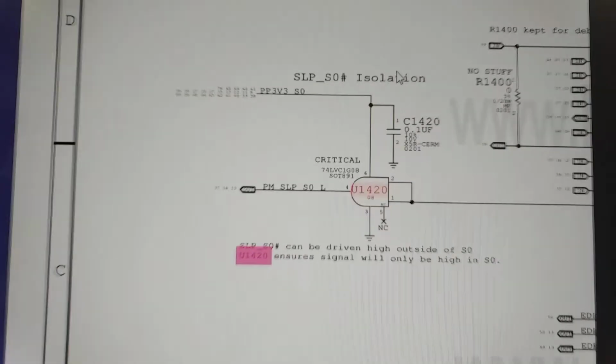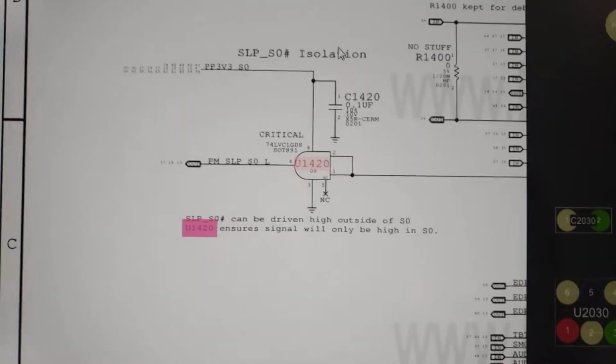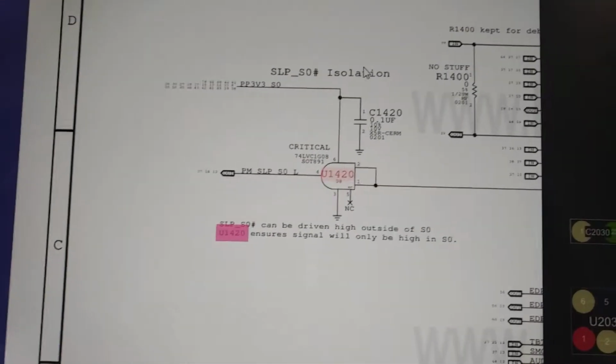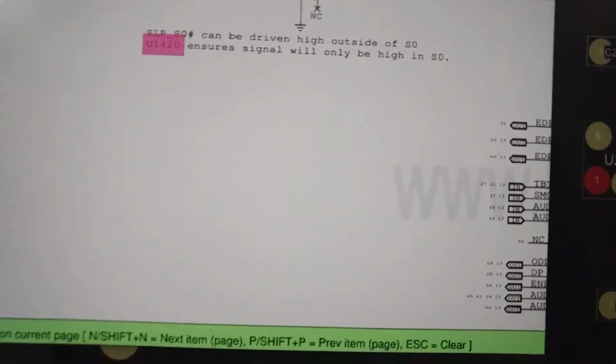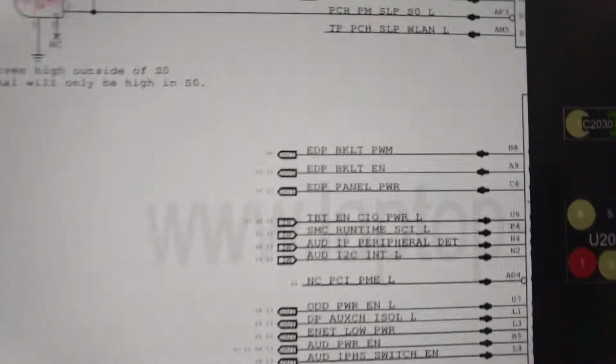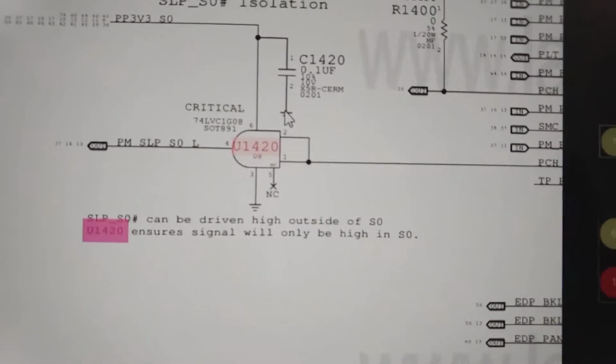This basically is just going to prevent SOL from going high when in a state where it shouldn't be high. So if it's in an S3 state like this was, we actually had the PCH signal for SOL. So we had the PCH signal, which is PM PCH sleep SOL. So our CPU is actually fine. So this circuit was working fine.